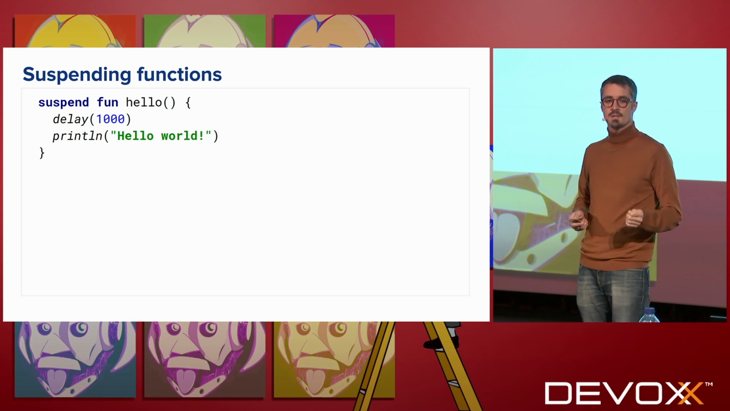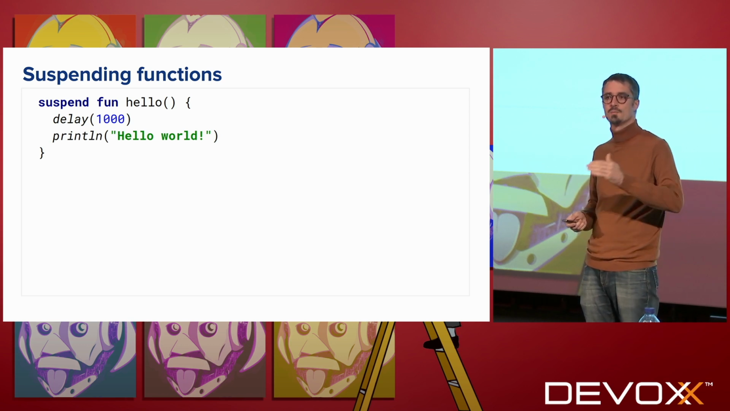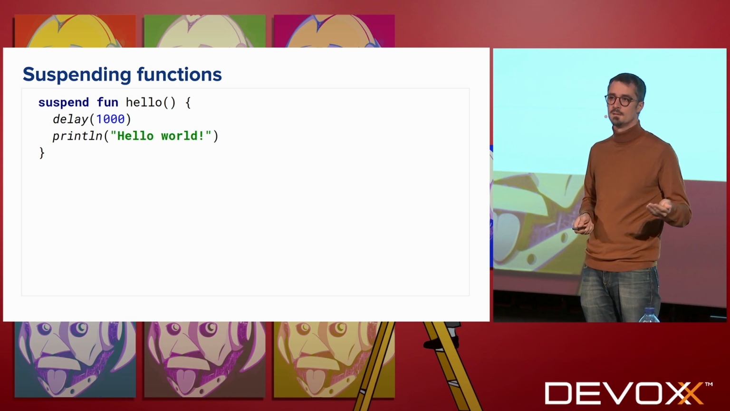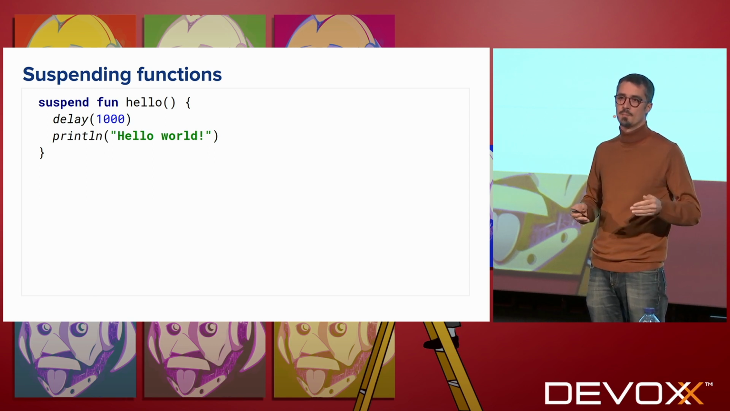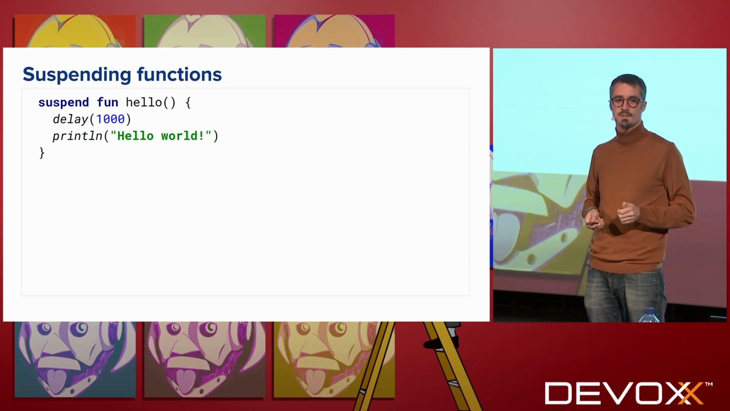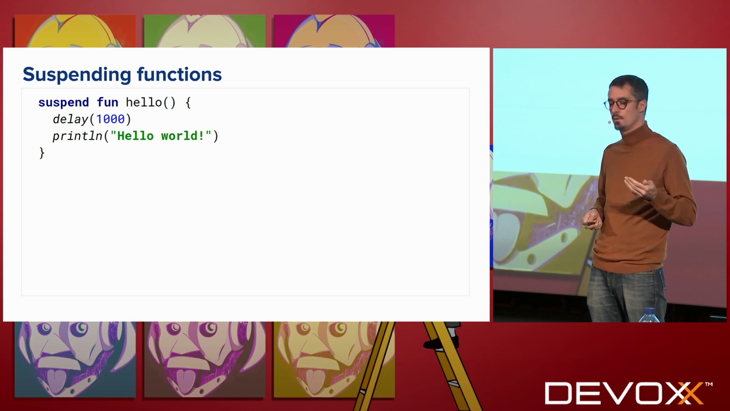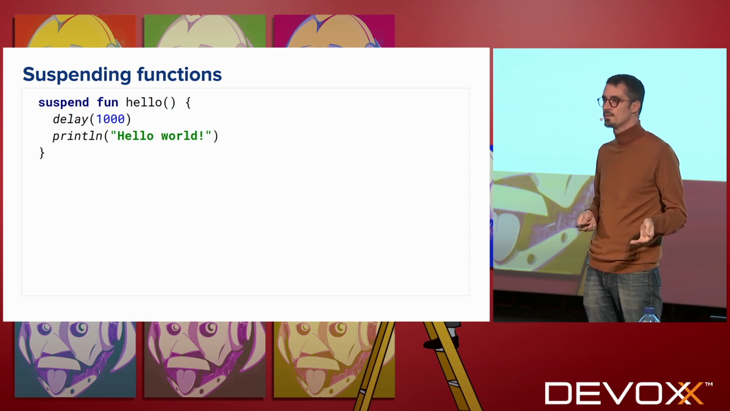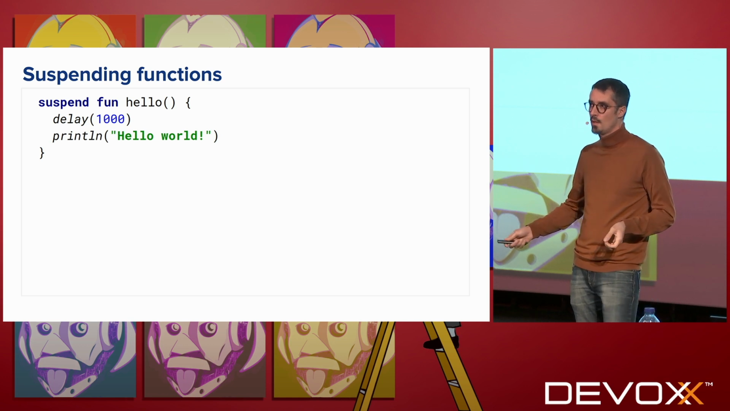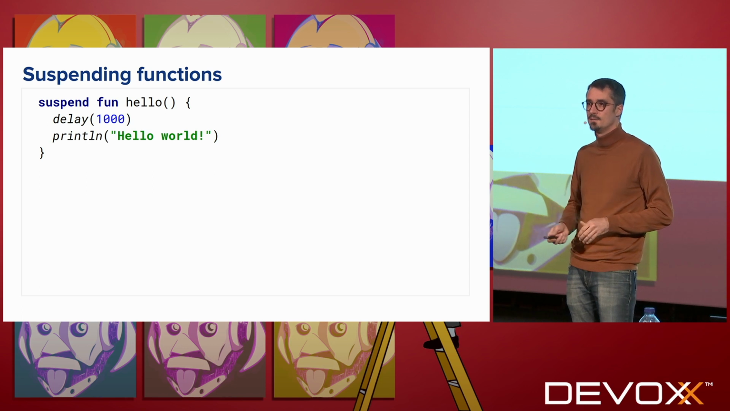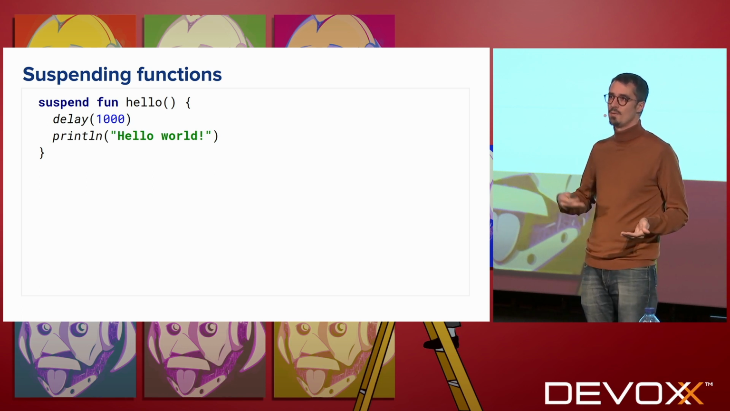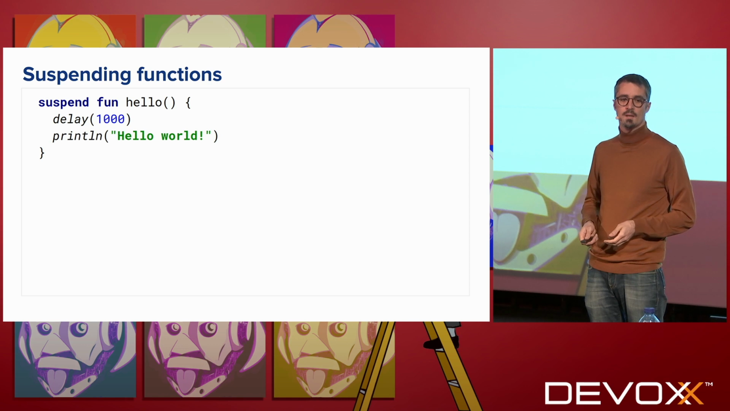A suspending function can call and invoke other suspending functions. So here, delay, which will basically not block but suspend the execution of the function for 1 second, is a suspending function. Typically, when you are using an HTTP client that will request a remote web service, or when you are going to request your database, these are all operations that imply some latency, and then you will use suspending functions.